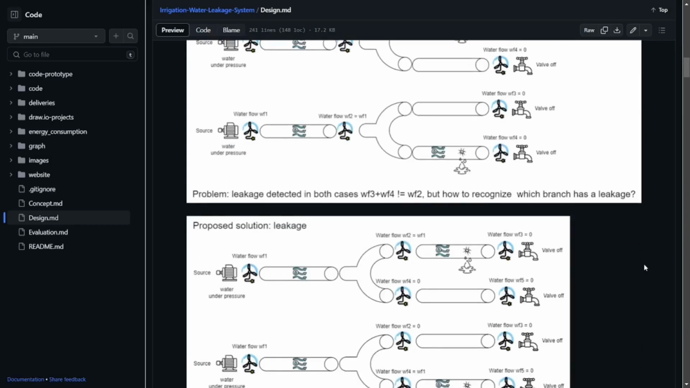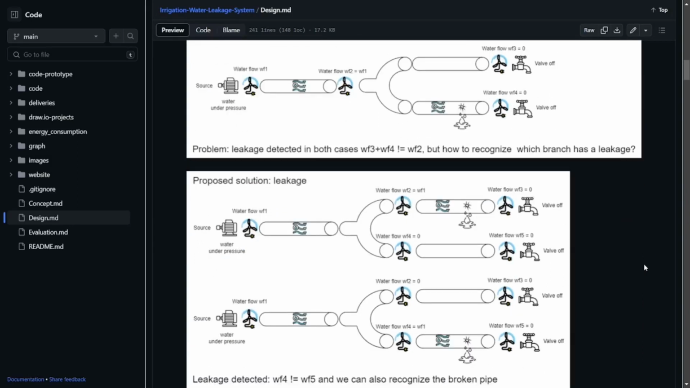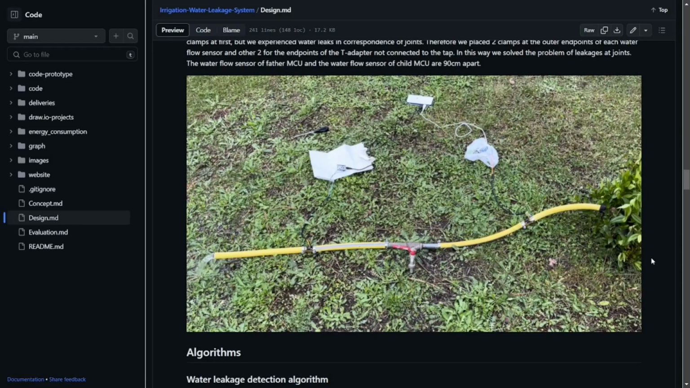So our proposed solution is to put two water flow sensors instead of one at the fork site. Indeed, in this case, we can detect also the pipe which has the leak. To make the physical experiments, we built this prototype, composed of two water flow sensors and a valve in the middle, to simulate a leakage.